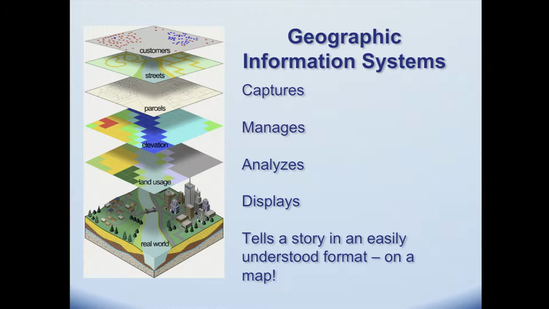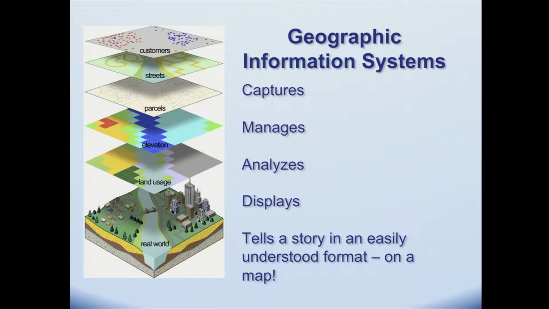I wanted to start off today just by giving you a brief introduction of what GIS is. GIS is Geographical Information Systems. It's basically computer systems that allow you to capture, manage, analyze, and display all forms of spatial data. And spatial data for the city of Cupertino is everything from our parcels to our buildings, to trees and street signs. So we take that data and ultimately tell a story by putting it in an easily understood format on a map.